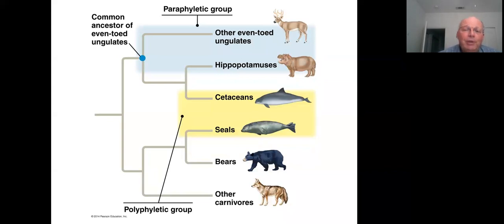So if we group cetaceans and seals together on the basis of morphology, we've got a polyphyletic group because they do not share a common ancestry. Cetaceans, in fact, do trace their origin to a terrestrial ancestor, but that terrestrial ancestor, based on ankle bone analysis and on DNA sequence analysis, is very closely related to a group of animals known as Artiodactyla. These are the even-toed ungulates.